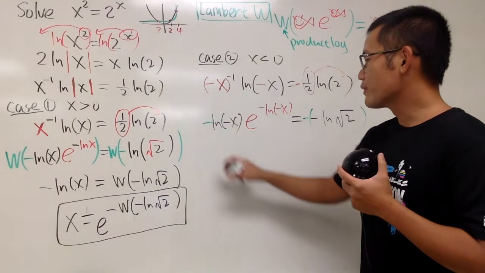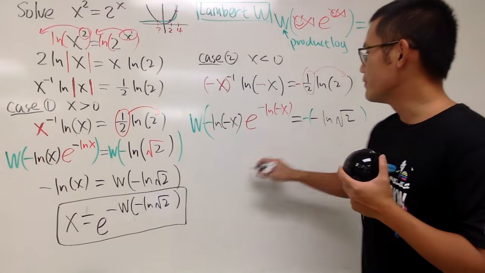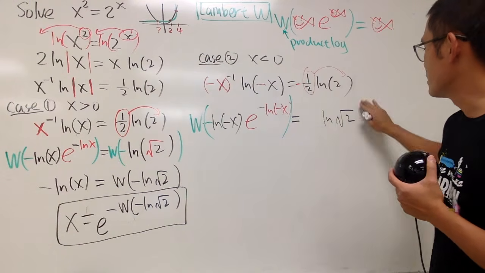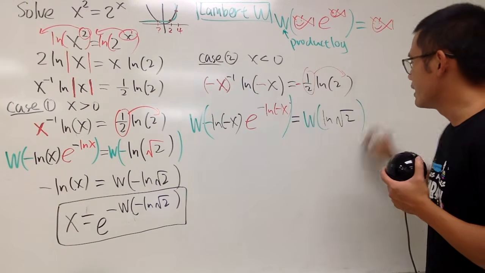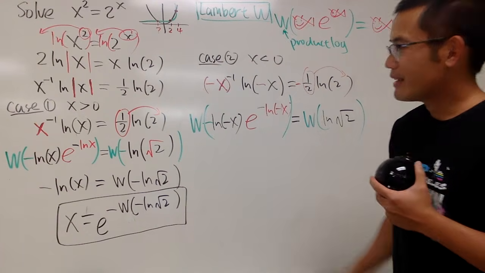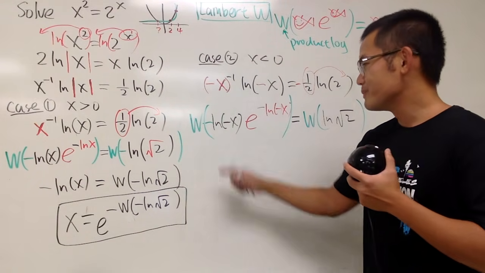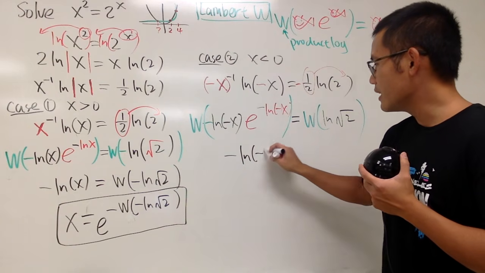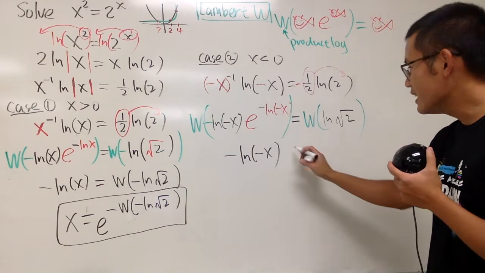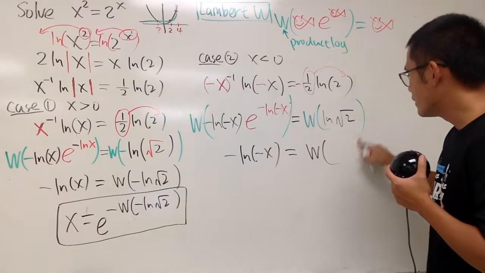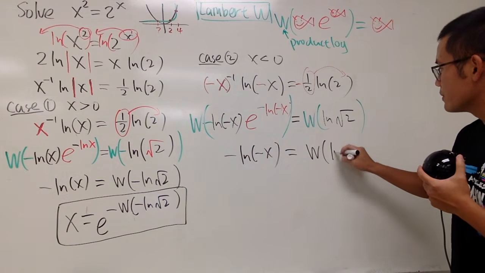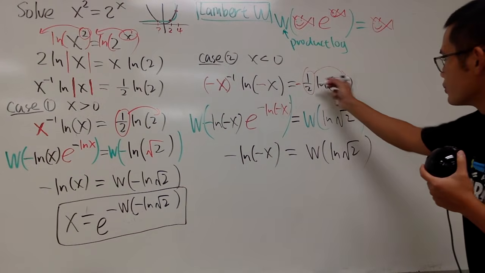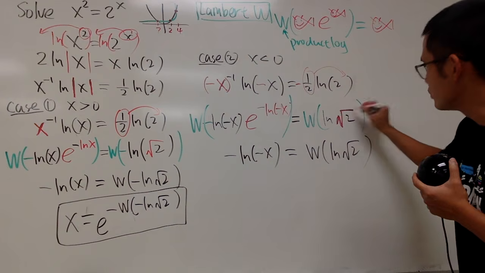All right, then of course we can just take the Lambert W function on both sides now. So negative times negative is positive, so we know that. So put W like this. All right? So this time though, this is the fish that we'll get. So we get negative ln of negative x. And the right hand side is just the Lambert W function of ln of square root of 2. Very nice, right? Oh, I should put this as a square root in red.